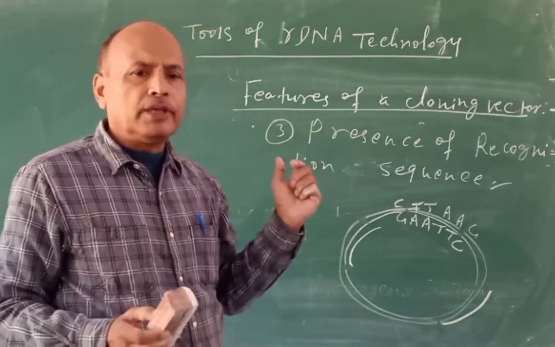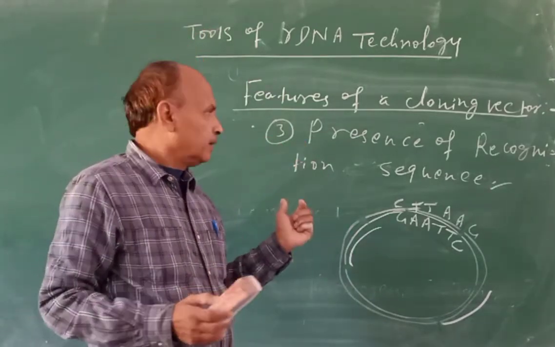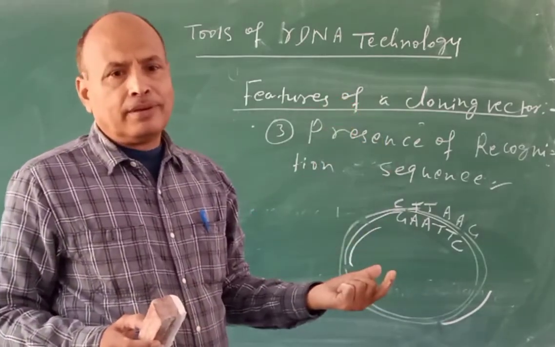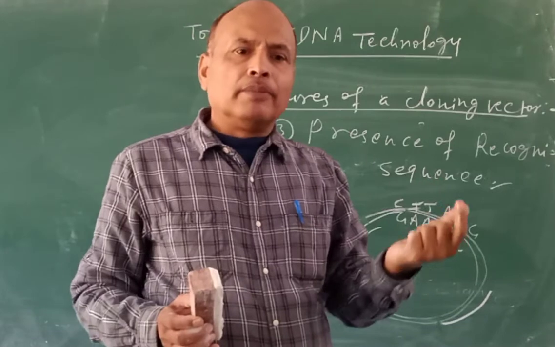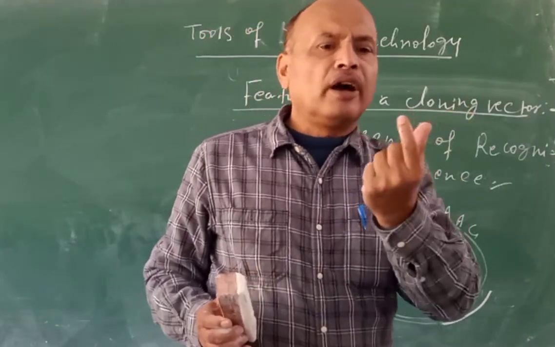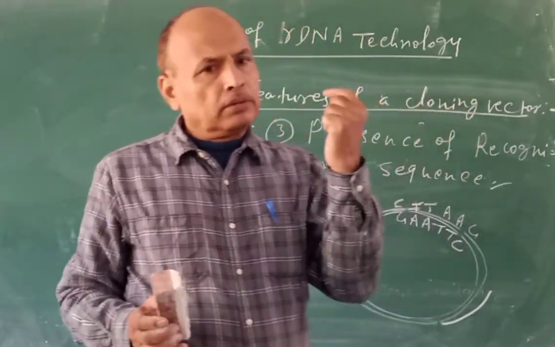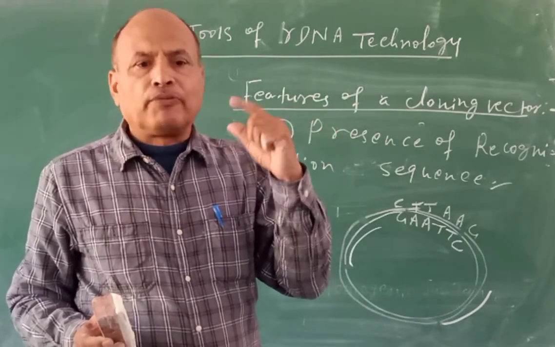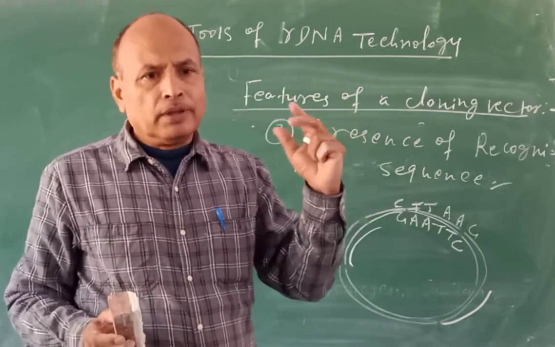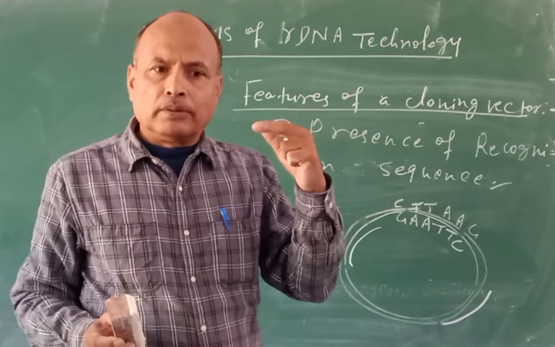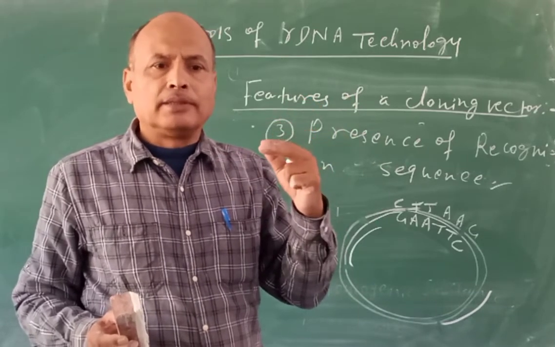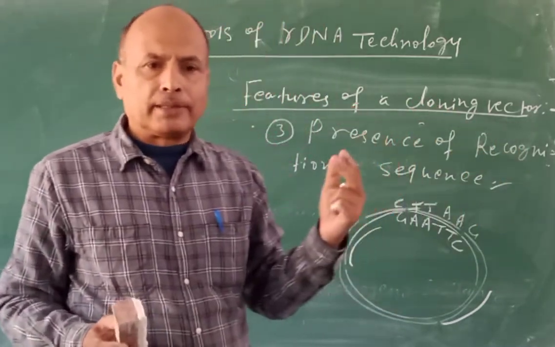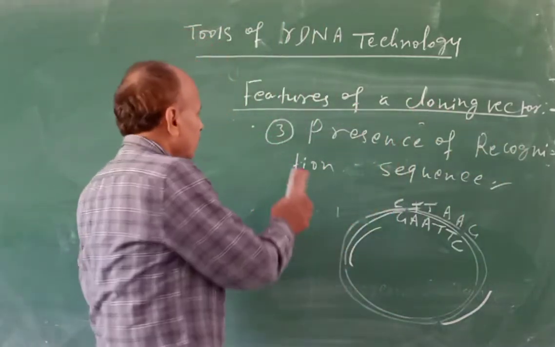The third feature of a cloning vector is presence of recognition sequence. Its number must be one or a few. Otherwise, a large number of fragments will be produced, which is not favorable, as the process will be complicated, complex. Okay?